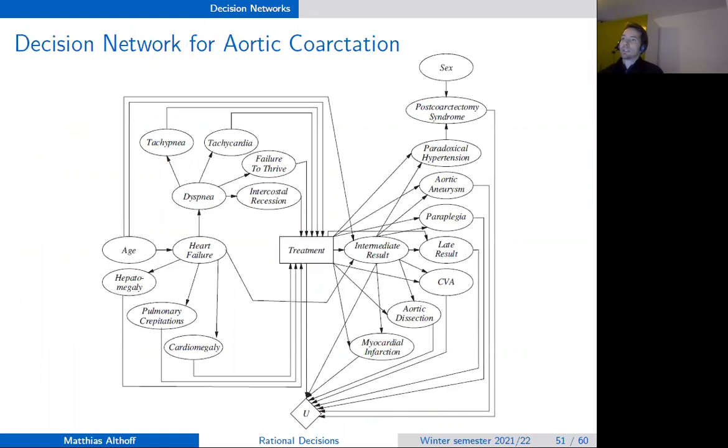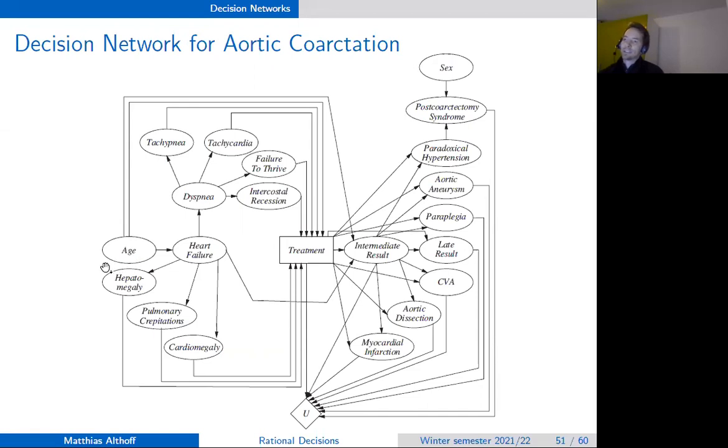So this is a more complicated decision network for aortic coarctation. The aorta is basically one of your main vessels going away from your heart. And if you have aortic coarctation, that means this kind of vessel is a little bit clogged.